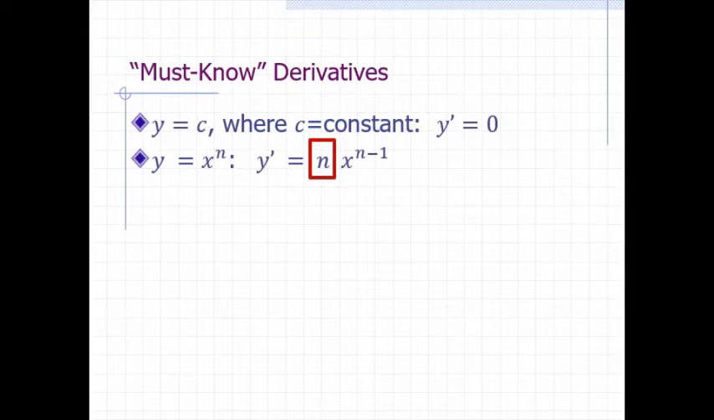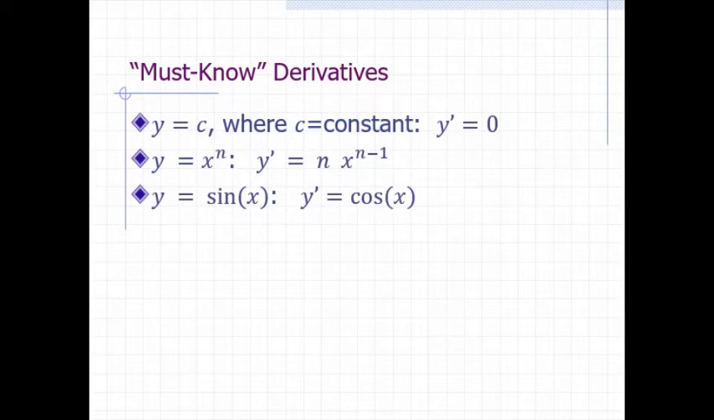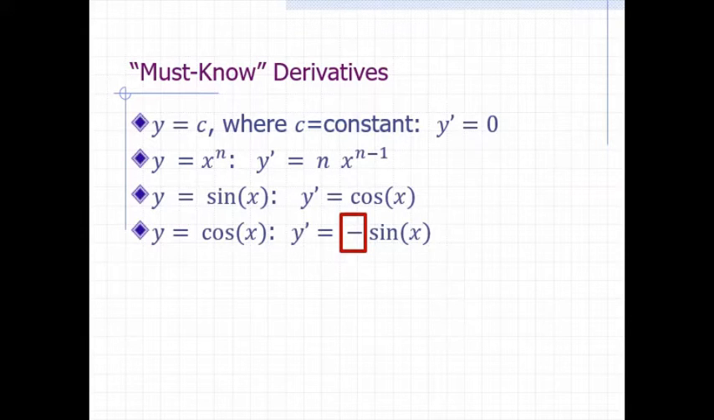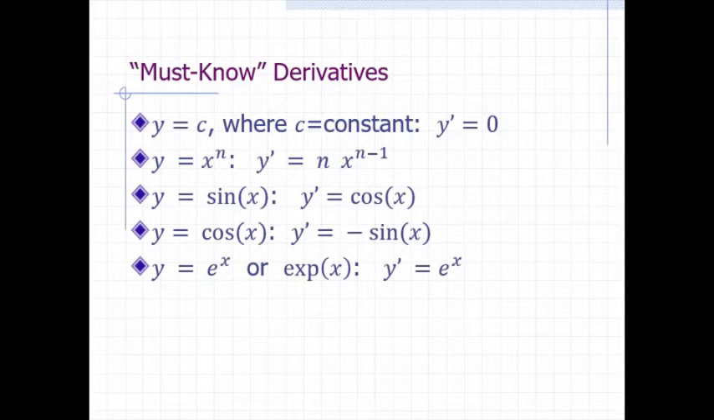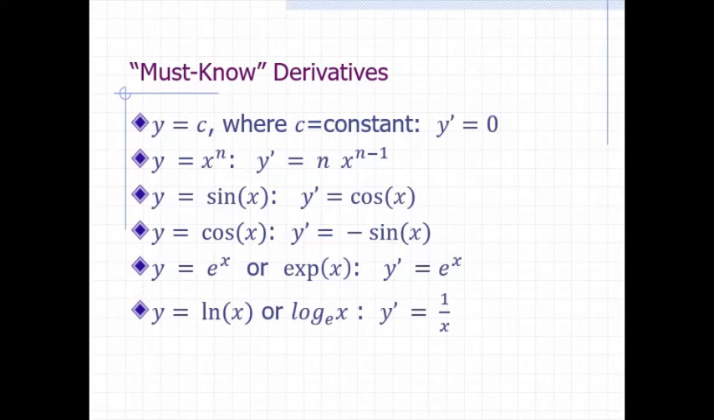If y is equal to sine of x, the derivative is equal to the cosine of x. If y is equal to the cosine of x, the derivative is equal to the negative sine of x. For the function e raised to the power x, the derivative is also e raised to the power x. You may also see e to the power x written as exp followed by x in parentheses. We read it as exp of x. Finally, if y is the natural logarithm of x, the derivative is 1 over x.